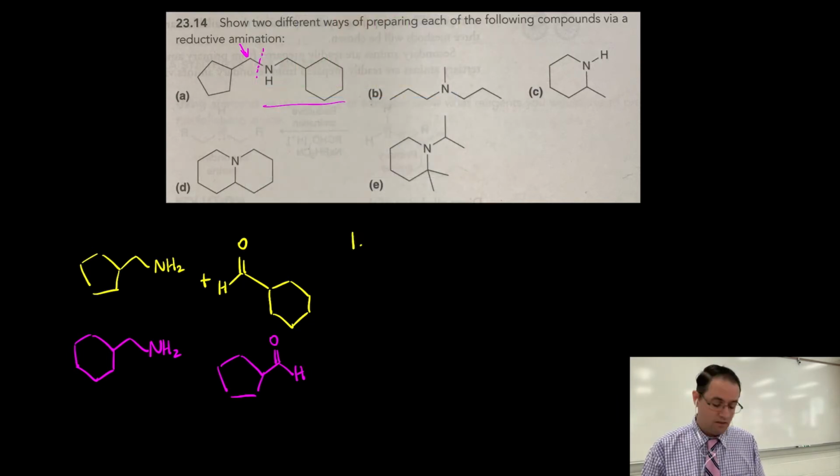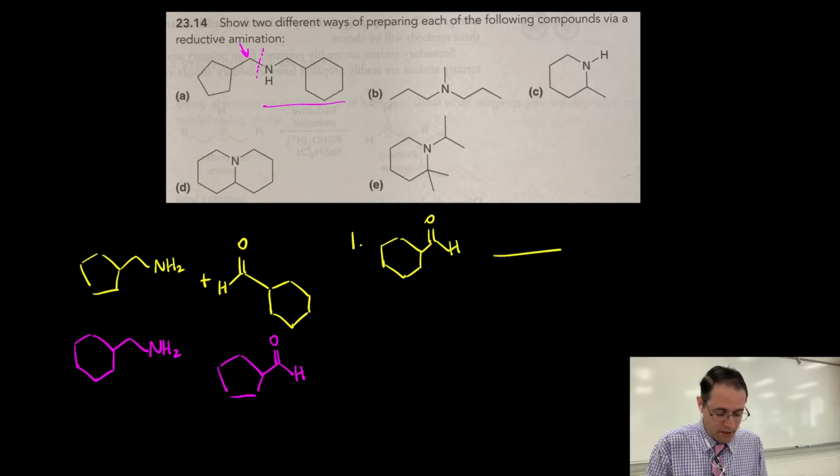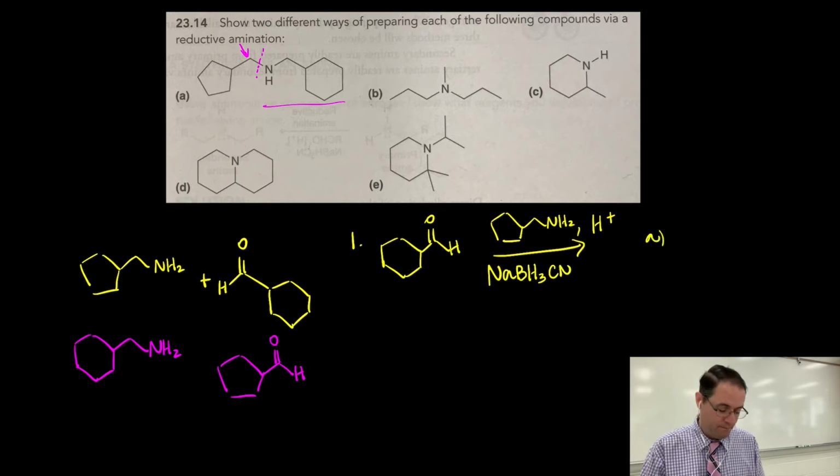One possibility is to start with the aldehyde. So we want to draw the aldehyde here. Draw an arrow. Above the arrow, I would write this nice little amine that we figured out here. Make sure you put H plus in there, which is a catalyst, and then write out the alphabet soup for sodium cyanoborohydride, and that's going to give you your molecule A there.